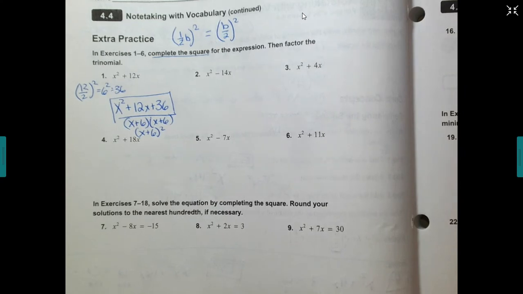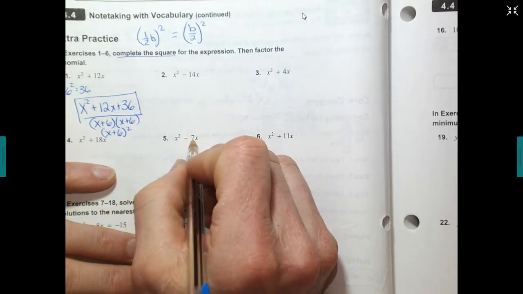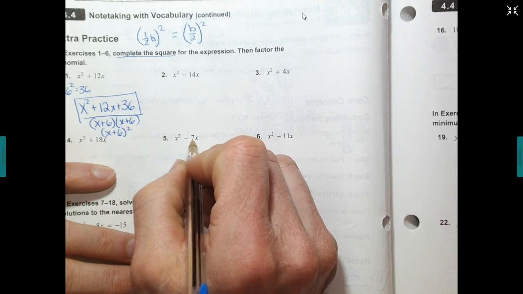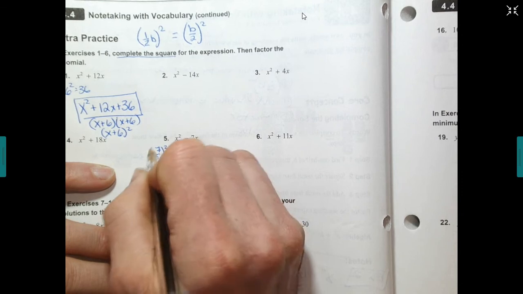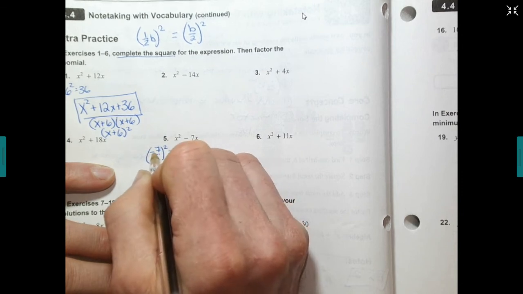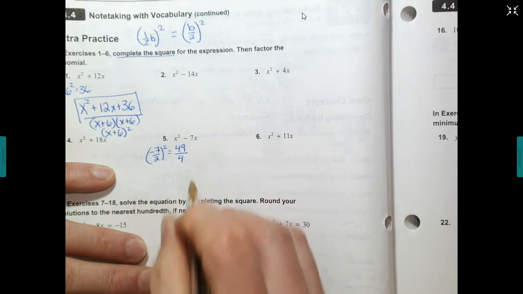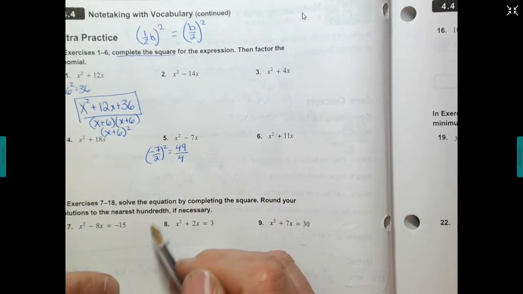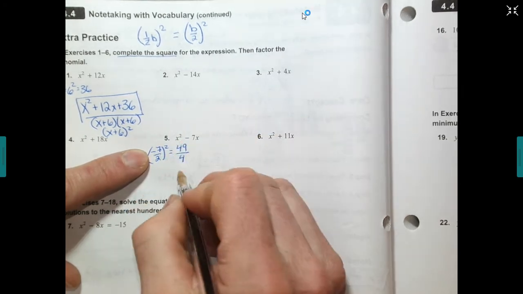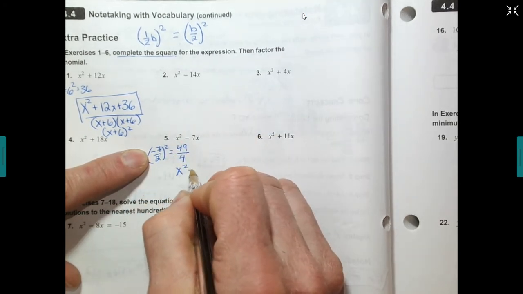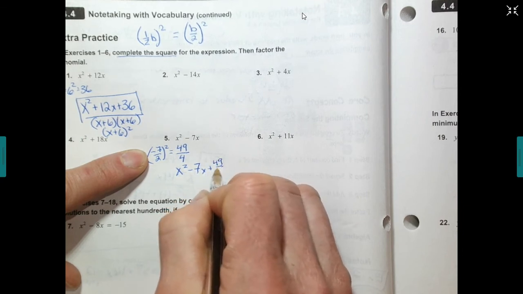Okay, good thing I checked. So here we go. Complete the square. I have -7, half of -7 squared. So -7 over 2 squared. Well, -7 times -7 is 49. 2 times 2 is 4. So there's half of b squared. So completing my square, I have x squared minus 7x plus 49 fourths.